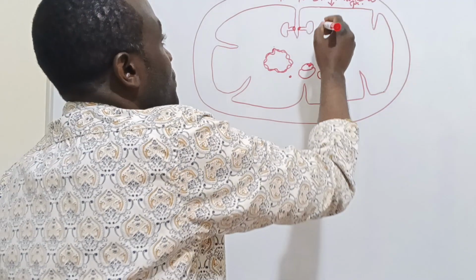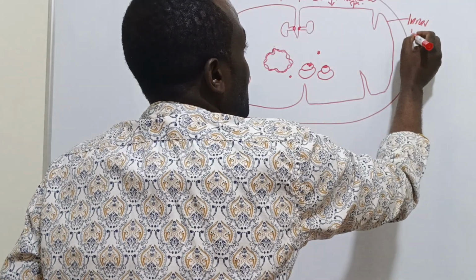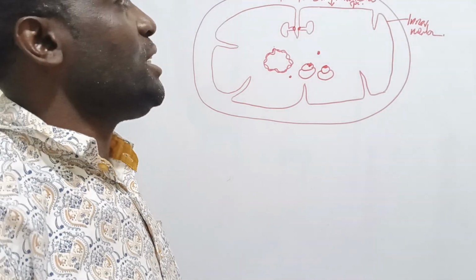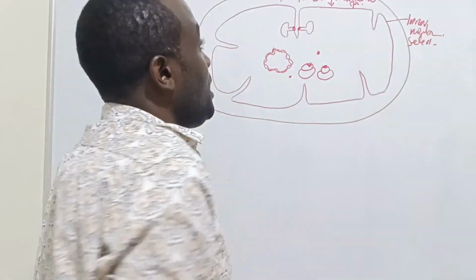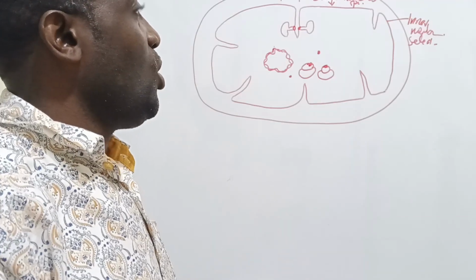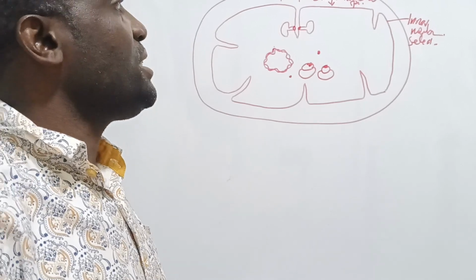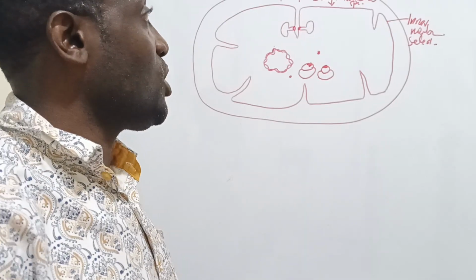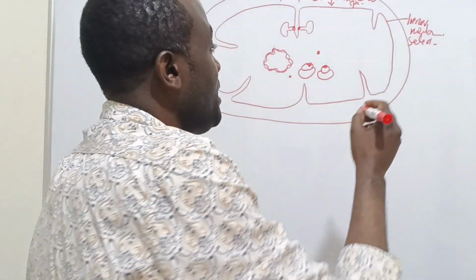Now, we have the inner membrane. This inner membrane is selective in nature. It does not allow many materials to go through. Some materials will never go through it. Others can easily go through it, so long as they pass through particularly designated channels, especially for those which are hydrophilic in nature.